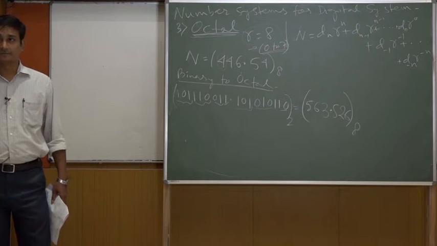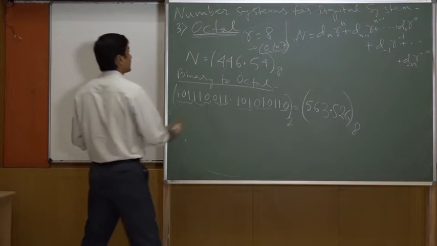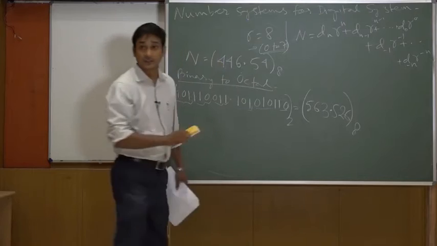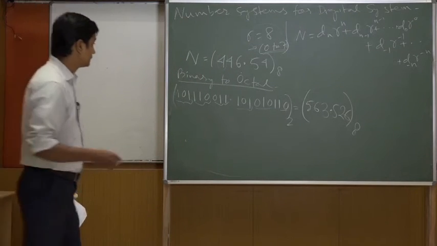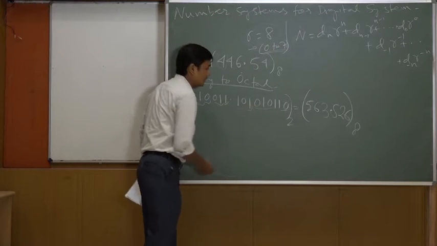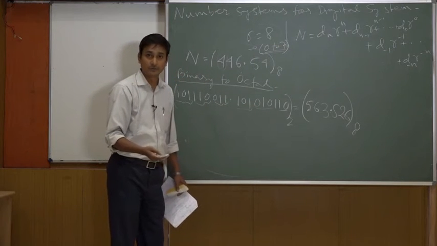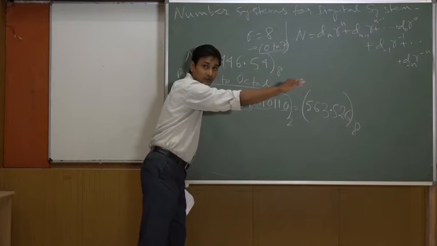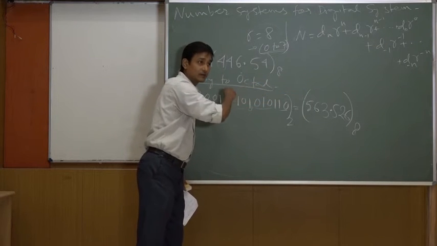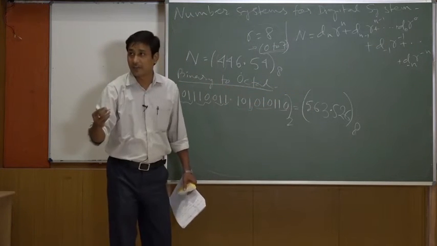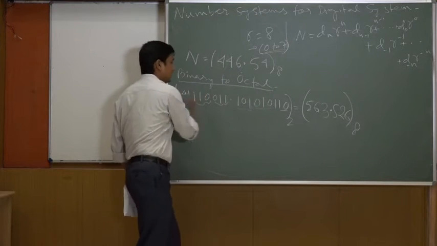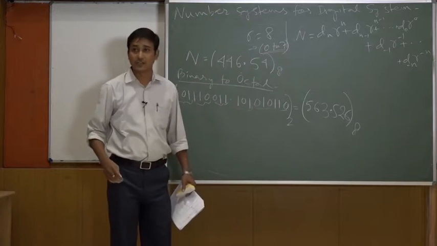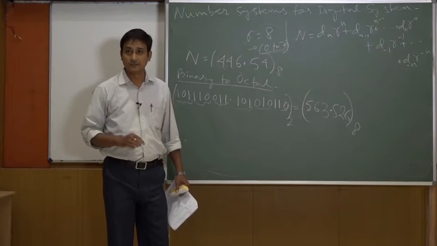Okay. Let me extend it for hexadecimal. So if there are odd number of digits after the decimal place, still you can put a 0. Where to place the 0? At the end. You always have an option to put 0 either on the left hand side or on the right hand side. It hardly matters because 0 into something.